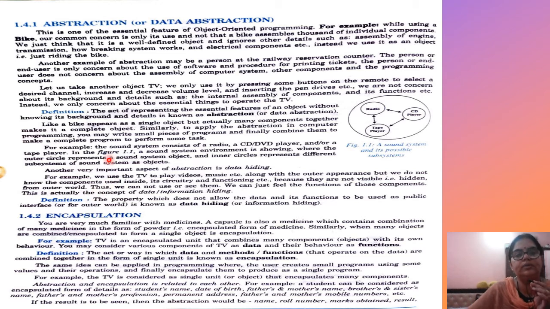Abstraction. First, we are going to understand abstraction. What is abstraction, students? You must only learn what the theory of it is. Okay, what is the initial meaning of abstraction? Abstraction is the act of representing the essential features of an object without knowing the background and details; it is known as abstraction or data abstraction. It means the work we are going to do is shown, and how it is done, what things are used, is hidden. Just the act of representing essential data.